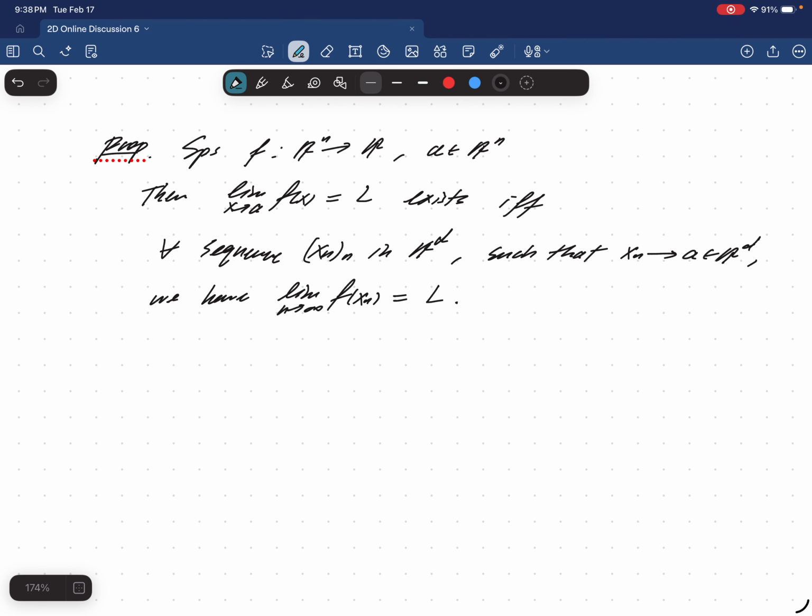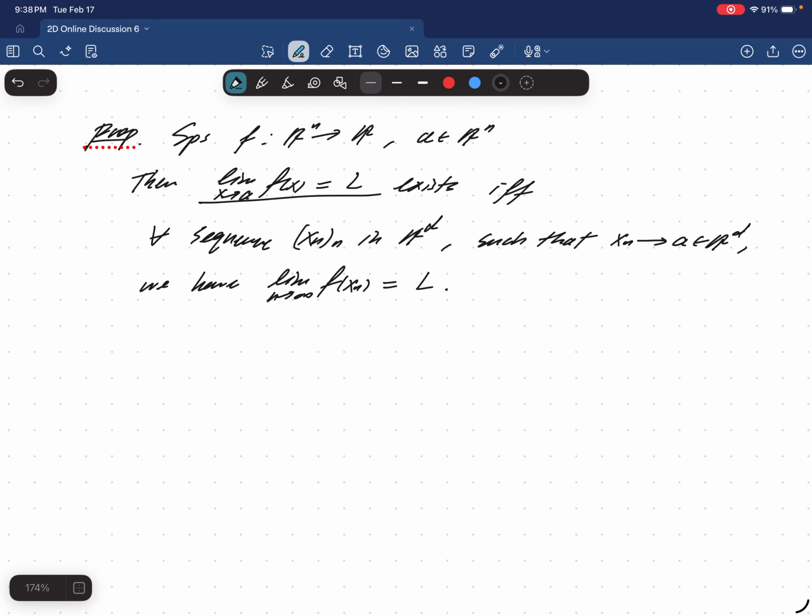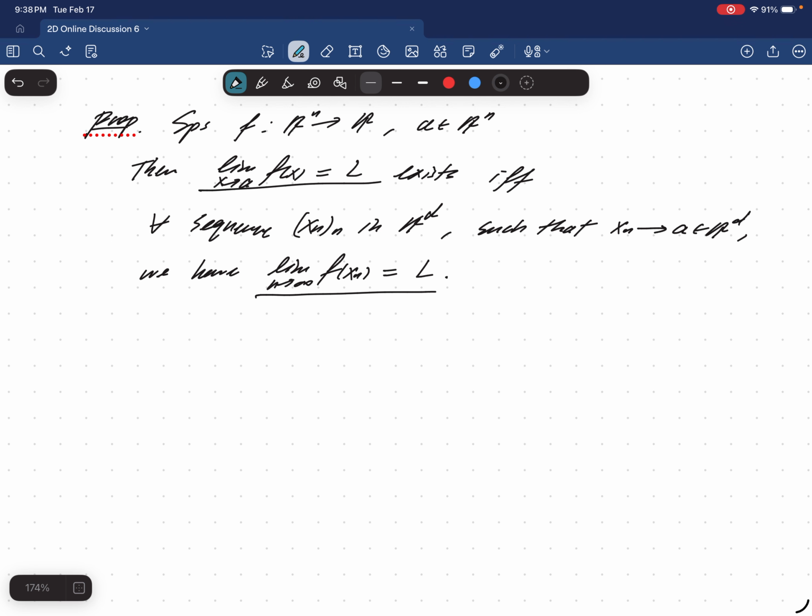So basically, this proposition reduces checking the existence of this limit to checking this statement for just arbitrary sequences in Rd. And we'll see today using many examples that this will be very useful in doing some problems.